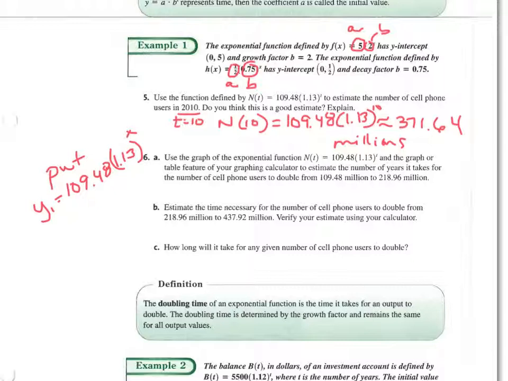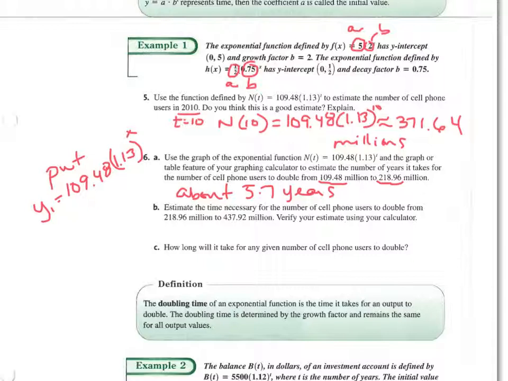This question right here is asking, how many years does it take for the initial amount of cell phone users to double? The original was 109.48, and they wanted to see how long it takes to double. So you're going to have to use your table and look for when it reaches about 218 million or 219 million. How long is that from the initial? Once you play around with your table, you'll find it takes about 5.7 years for that to happen. So it takes about that many years for it to double.